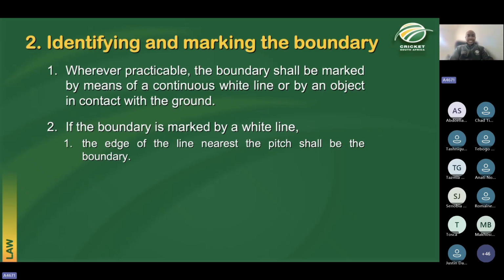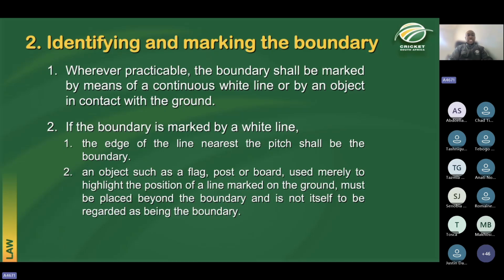So where does the boundary actually start? Law tells us here that the edge of the line nearest to the pitch shall be regarded as the boundary. An object such as a flag, post, or board used merely to highlight the position of a line marked on the ground must be placed beyond the boundary and is not itself to be considered as the boundary.